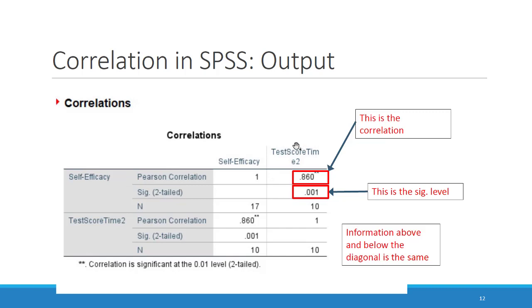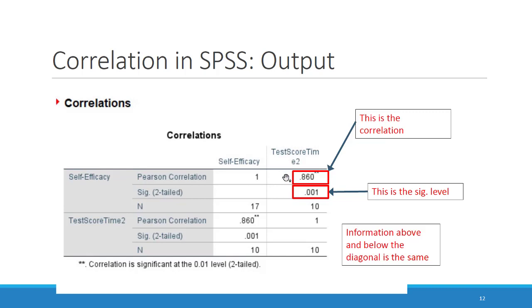Self-efficacy is correlated with test score at time 2 at 0.86. Now, that is actually a very strong and positive correlation, right? So that means that as self-efficacy increases, people's test scores at time 2 also increase.